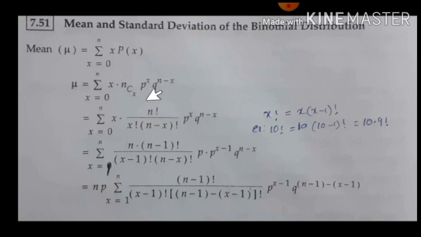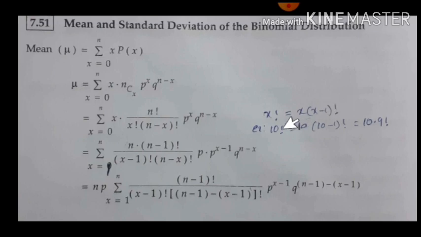nCr formula: n factorial over r factorial into n minus r factorial. But instead of r, what we have here is x, into p to the power of x into q to the power of n minus x. As it is, you should write. Now here, I can cancel this x term by writing the x factorial in the denominator as x into x minus 1 factorial. You can understand this expansion is right by taking an example.